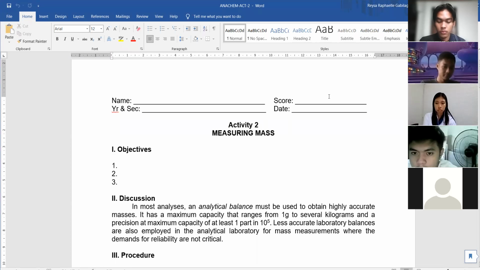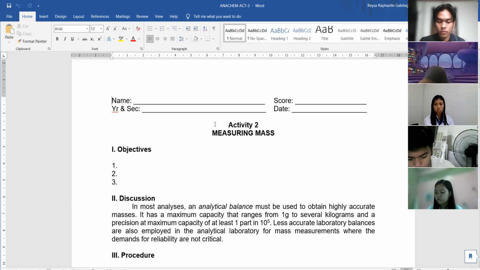We don't really use the ordinary balance that we have, yung mga triple beam balance, double beam balance, or ordinary na electronic na balance natin. Hindi yun siya ginagamit for analytical chemistry. Analytical balance talaga because it is highly precise and highly accurate, and also a sophisticated na equipment for measuring mass.